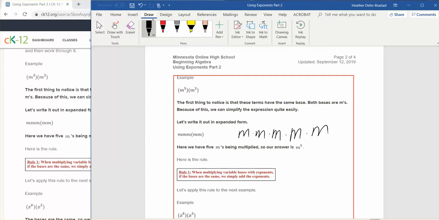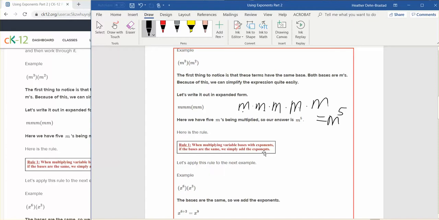How many m's do we have? 1, 2, 3, 4, 5. So I can now use exponents to rewrite this as m to the fifth power. So again, exponents let us do this quicker. It's a shortcut. You don't have to write so much stuff out. Now there's actually a rule for this.